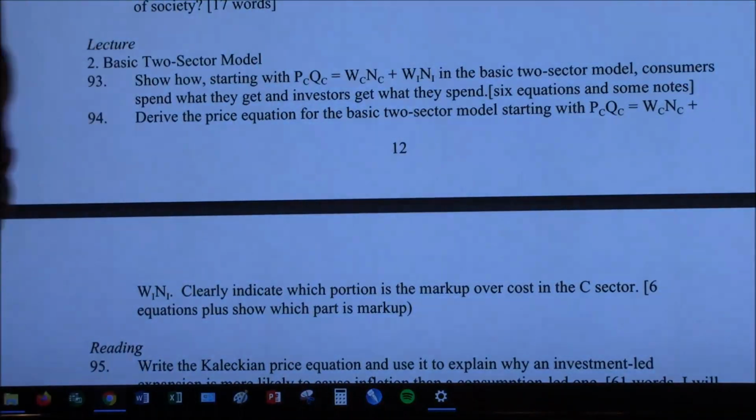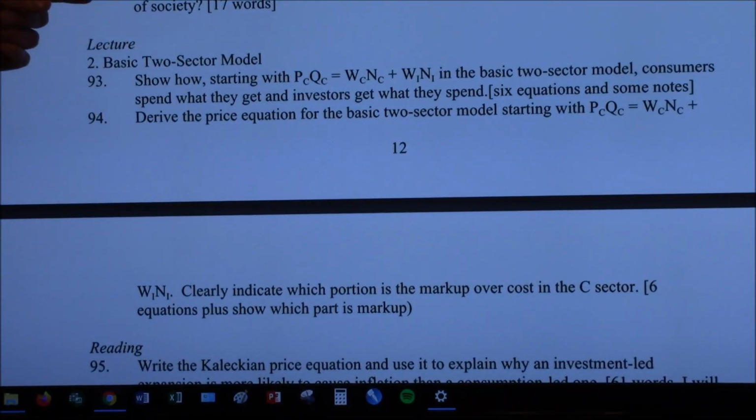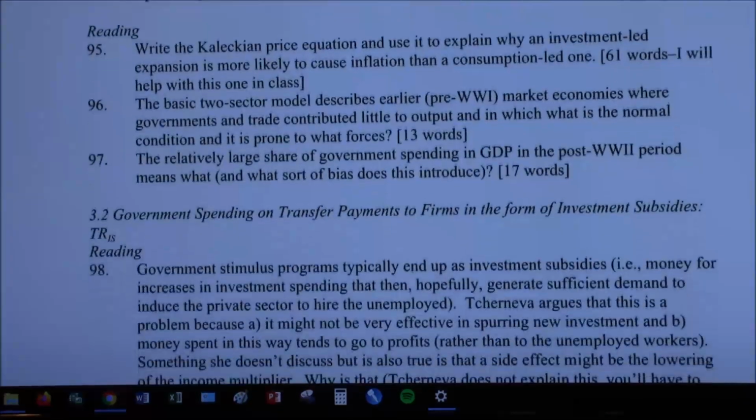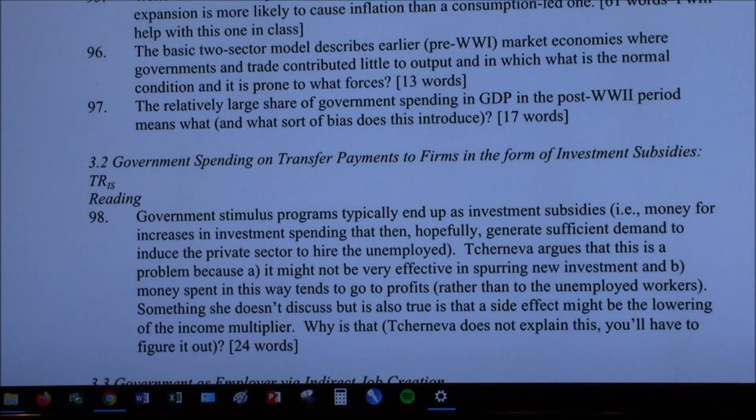All right, so I skipped 92. I told you I wasn't going to tell you about that. You can figure that out yourself. I did 93 and 94. 95 says, write out the price equation and use it to explain why an investment-led expansion is more likely to cause inflation than a consumption-led one.